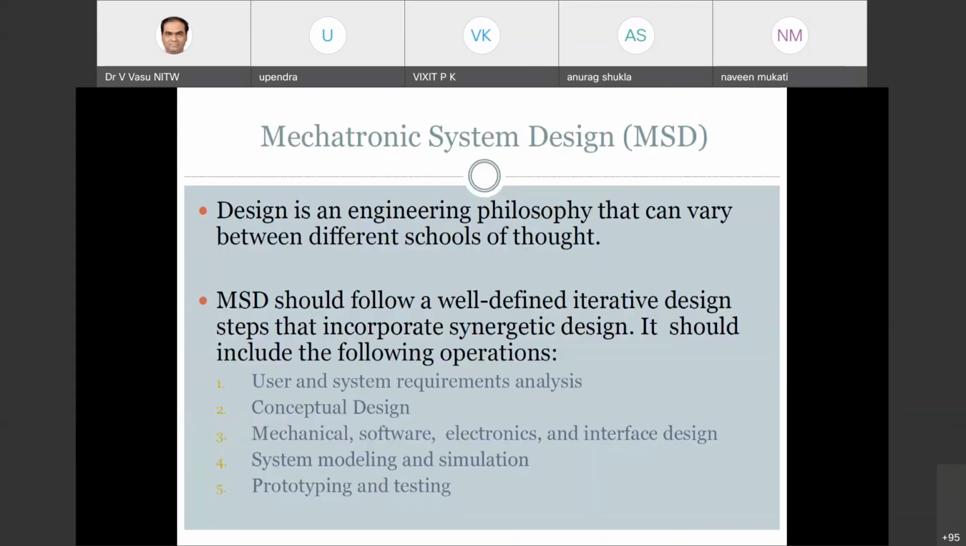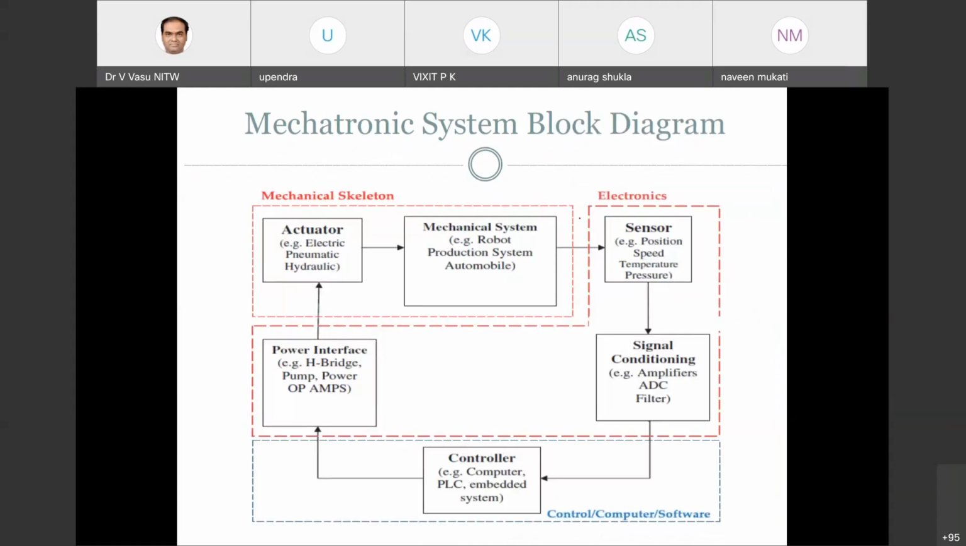If you see the mechatronic system overall block diagram, we have the mechanical skeleton, electronics, and the control. The mechanical part mainly consists of the actuators and the mechanical systems like robots and automobiles. From the electronics point of view, we have sensors, signal processing, and power interfacing. And in the controls, we have the PLC controls and the embedded systems.